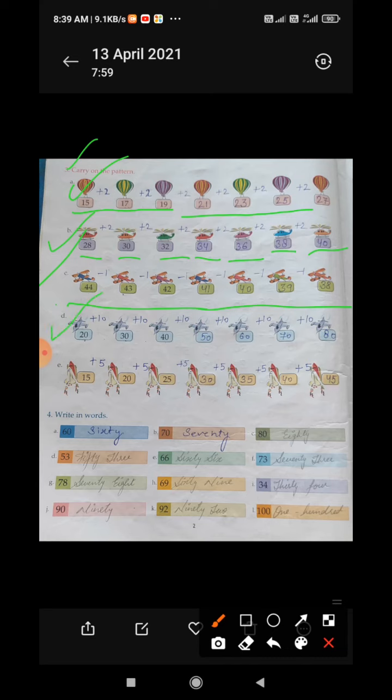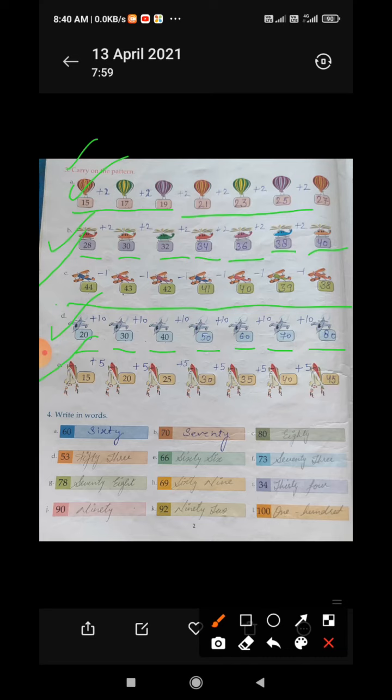Now D part. Here you can see the numbers 20, then 30, then 40. 20 is increased by 10, 30 is given. Now add 10 to 30, you will get 40. Now to complete the series, add 10 to 40, write here 50. Now add 10 to 50, write here 60. Now add 10 to 60, write here 70. Now again add 10 to 70, write here 80.